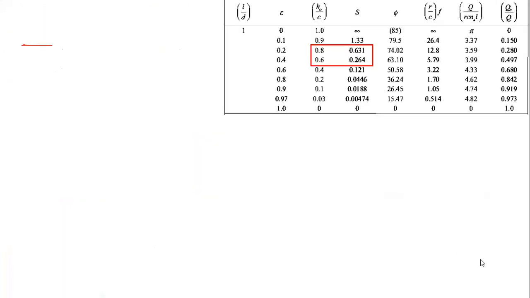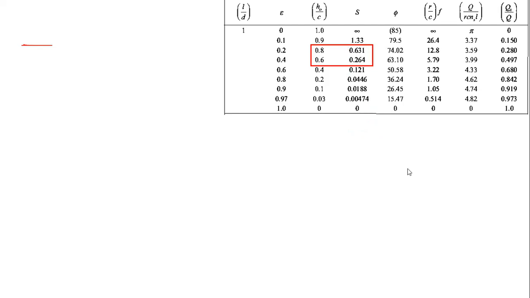Now, if I try to find 0.39, directly that value is not available. So I'll have to use the interpolation method in finding the performance variables for the full hydrodynamic bearing. 0.39 obviously lies between 0.264 and 0.631. It won't lie between 0.2 and 0.1.